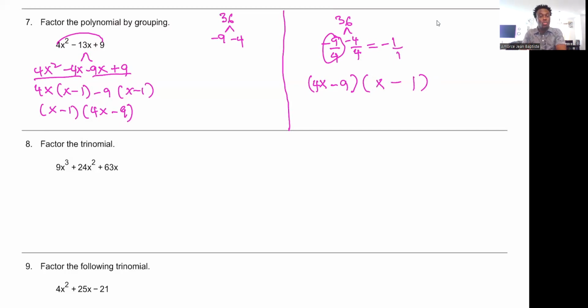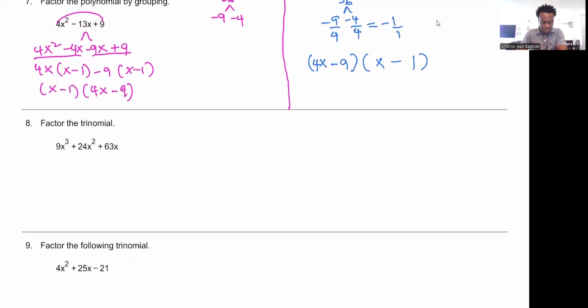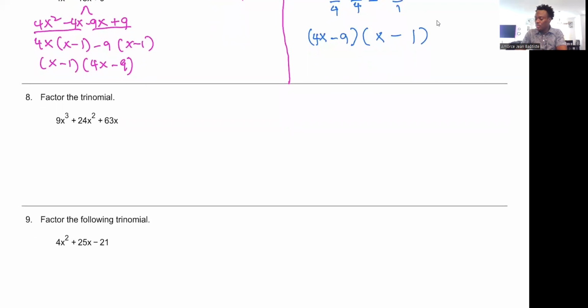So if you want to go either way, it's totally fine with me, as long as you can demonstrate the steps. And then that's your factored form. Two ways I did it, and you pick one to do on your test, or you can keep both ways and feel free to do either one. Number 8.